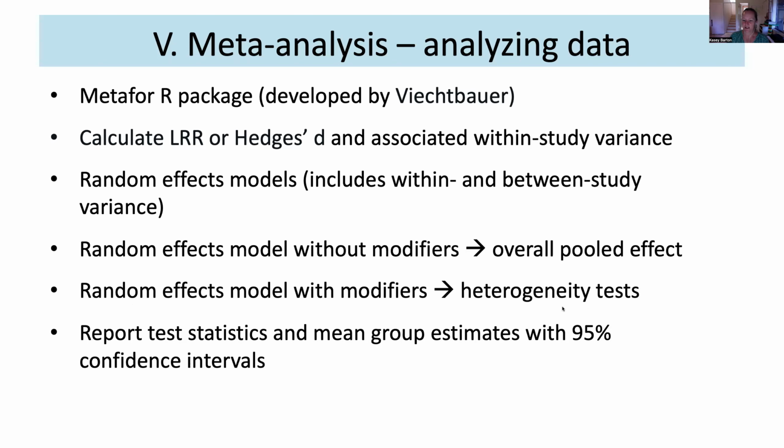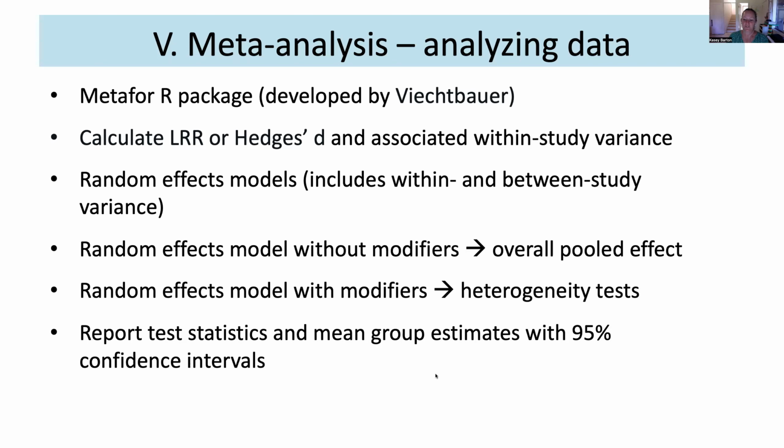heterogeneity tests, right? So these are the sources of heterogeneity within the data set. These are your predictor variables, those things that I thought might matter, like growth form or trait type or biome. Again, you want to use a random effects model, but with modifiers. And then from all of this, you get test statistics and degrees of freedom, everything like you would expect. And they give you group estimates that have 95% confidence intervals associated with them.